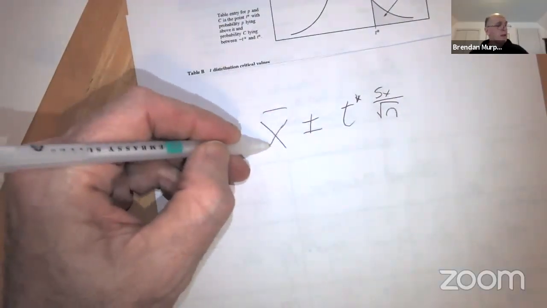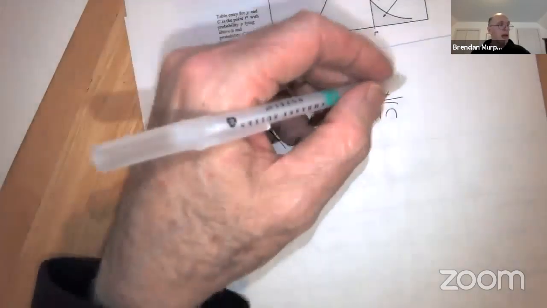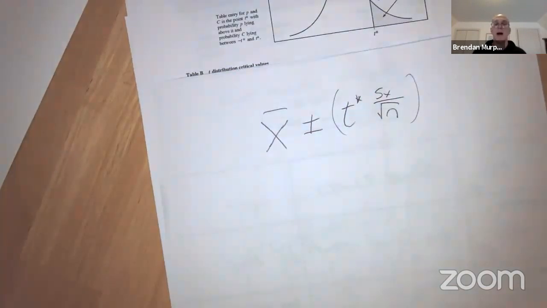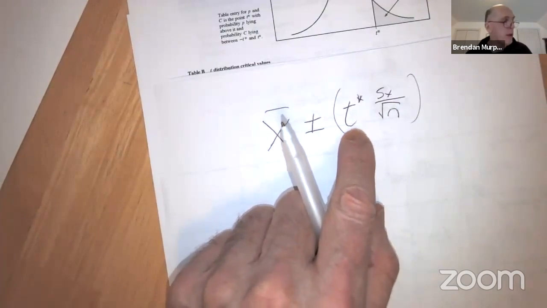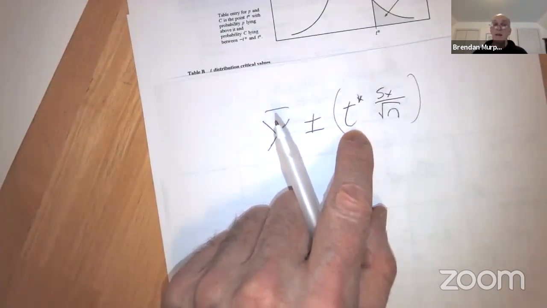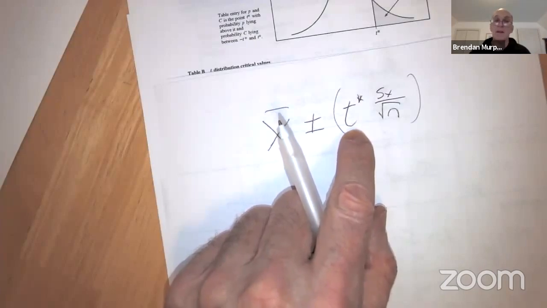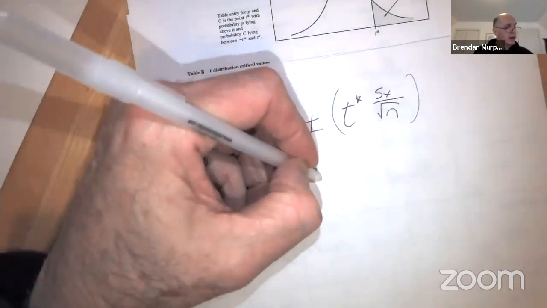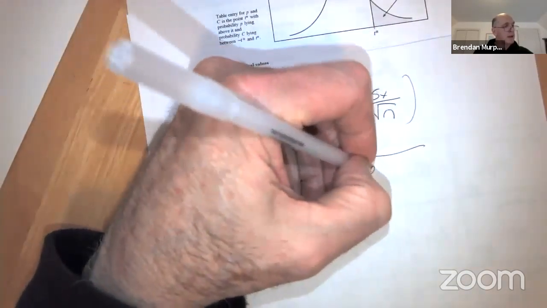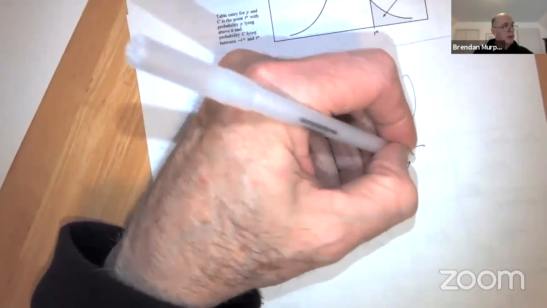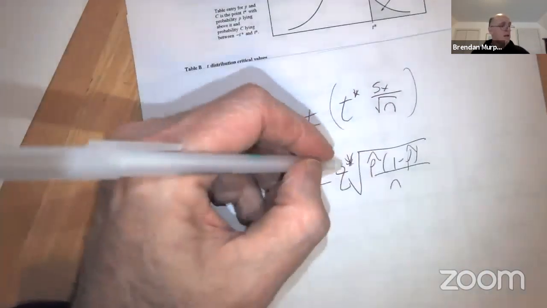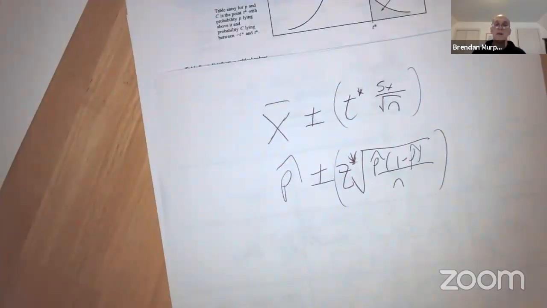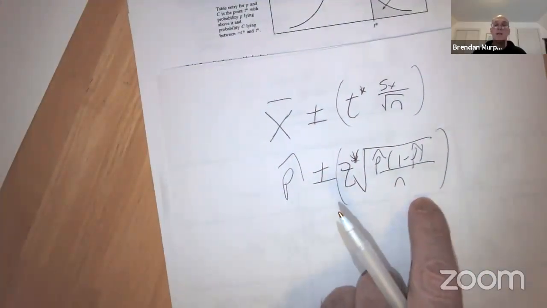Again, we call this my sample statistic. I add and subtract those two numbers multiplied, which is what we call a margin of error. This is what we call a critical T value. I'm going to get that from a T table, and that's dependent on my confidence level and my sample size. And with proportions, what is it? P hat plus or minus the square root of p hat times 1 minus p hat over n. And that's a critical Z value. So again, when I multiply those two numbers, I get my margin of error.